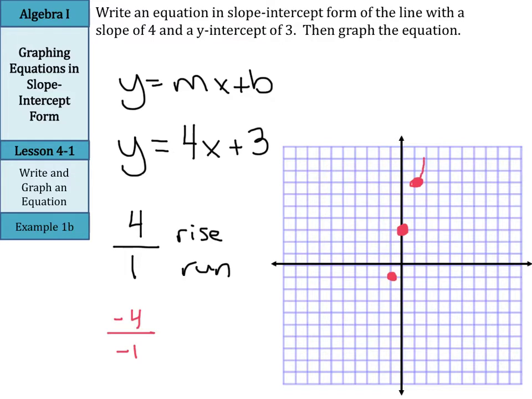Go ahead and draw your line through with the arrows on either side. It's supposed to be a straight line, but that is the graph of the equation y equals 4x plus 3.